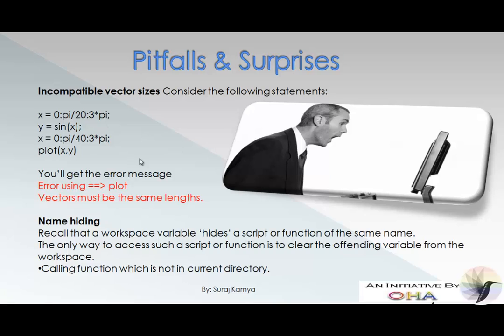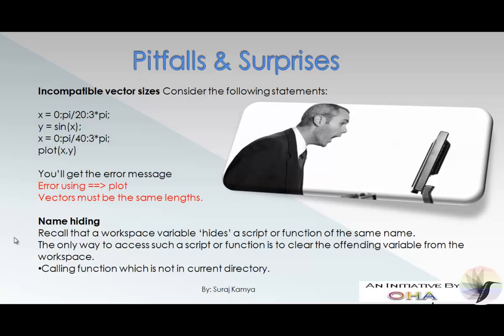So maybe there are 200 samples. So now x is having 200 samples and y is having 100 samples. So the length of these two vectors must be the same for the plotting. So in the graphics, this is the most common error you will be facing. So just avoid this thing: you must have equal vector lengths. If you do not have equal vector lengths, you will face the error "vectors must be of the same length." Next is the name hiding error.